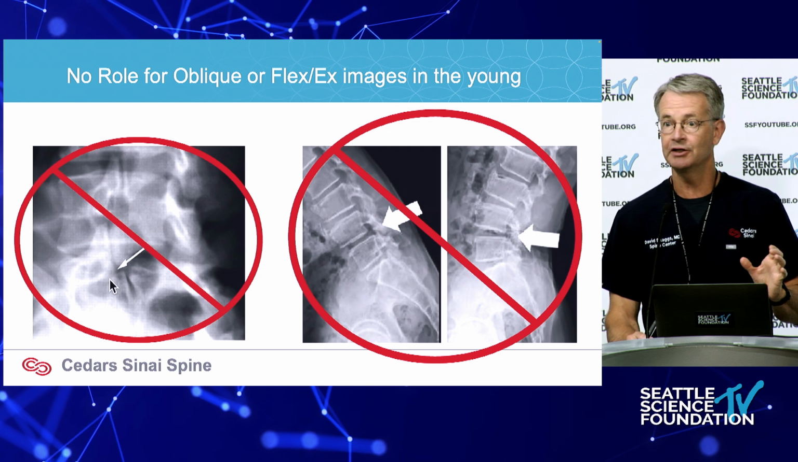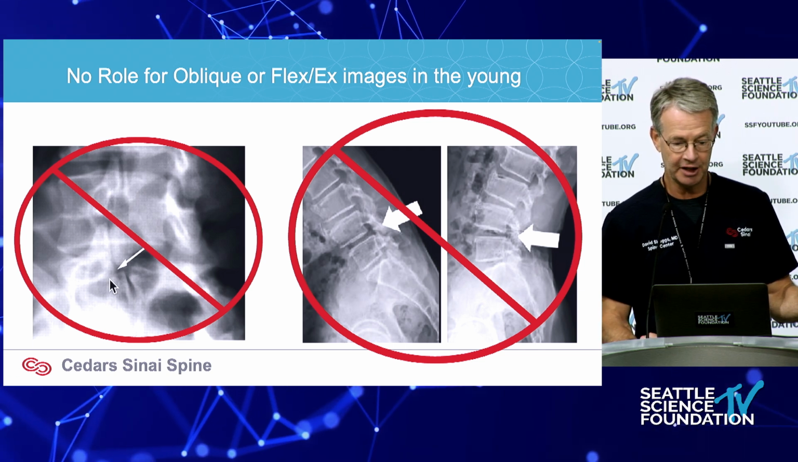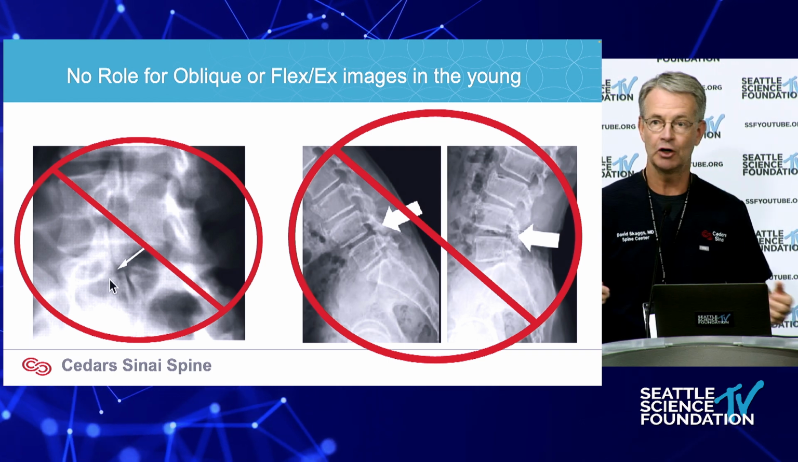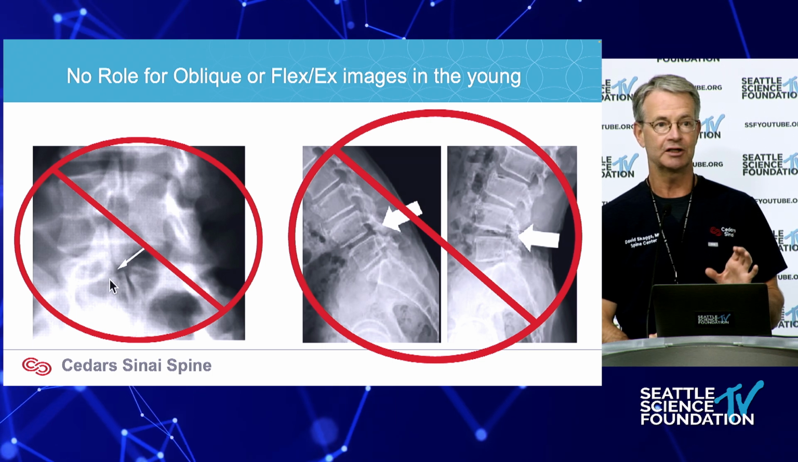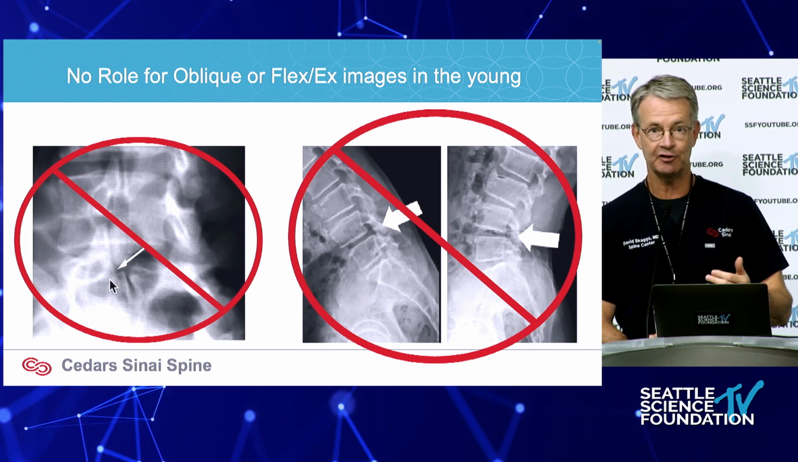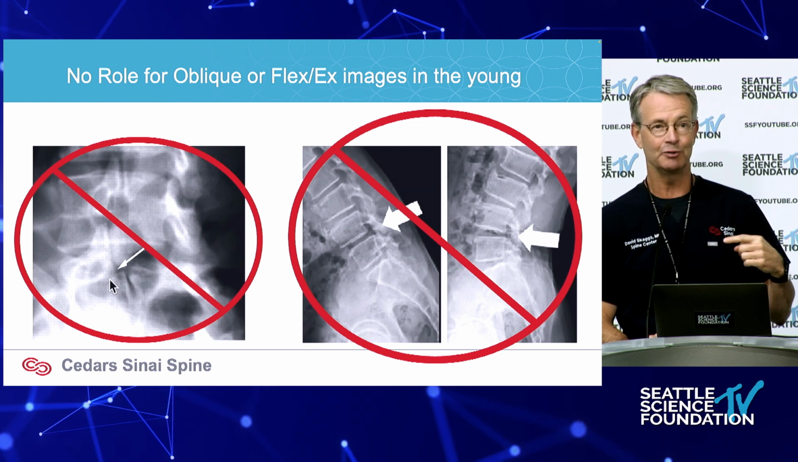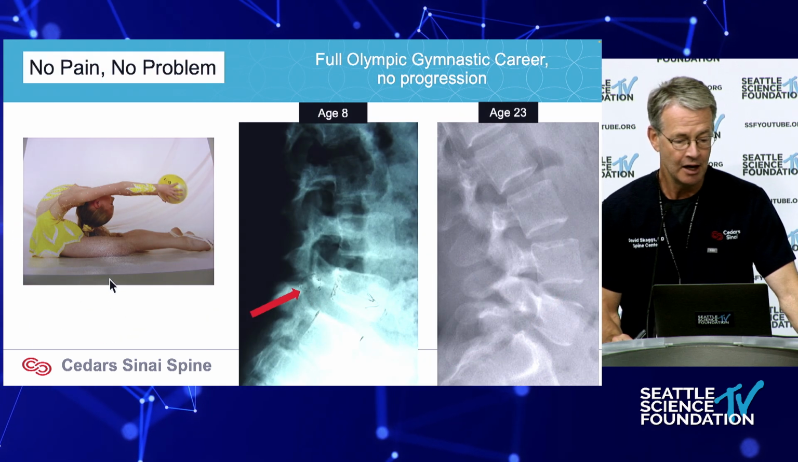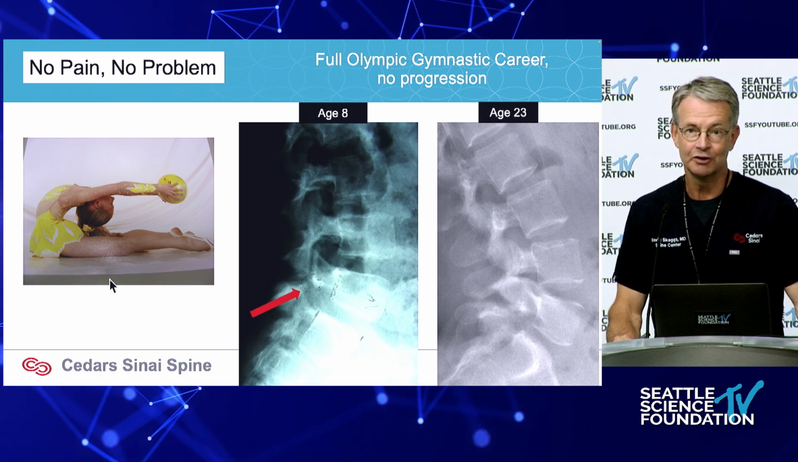We do not need oblique x-rays anymore. All this does is give extra radiation. We do not need flexion and extension films. I know in the adult spine world, people do this all the time. I've never once seen it contribute to the care of a young athlete. Instability is not an issue in a young athlete. The only people that want you to get these are the insurance companies. That's a little bit backwards. So again, no pain, no problem. I first saw this girl when she was 8.